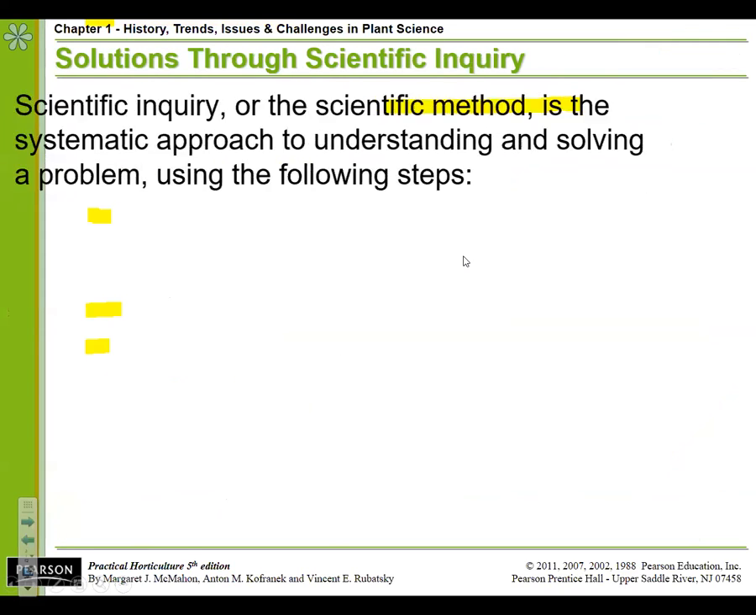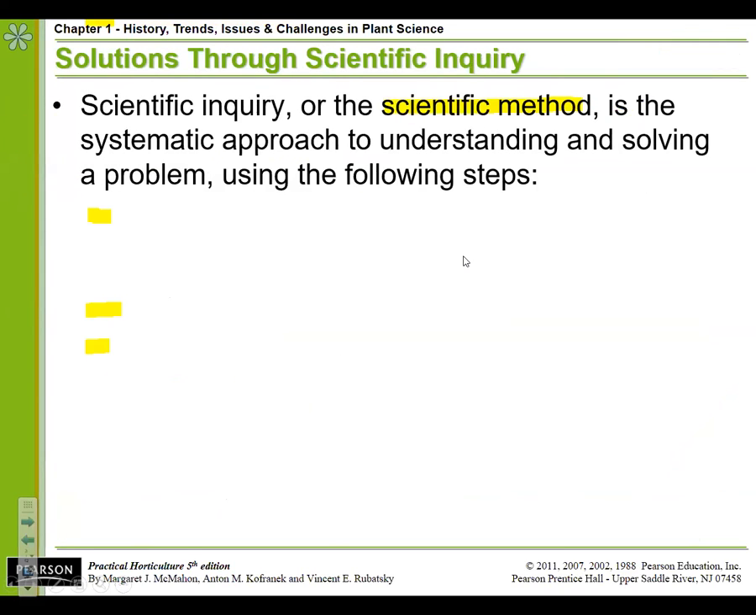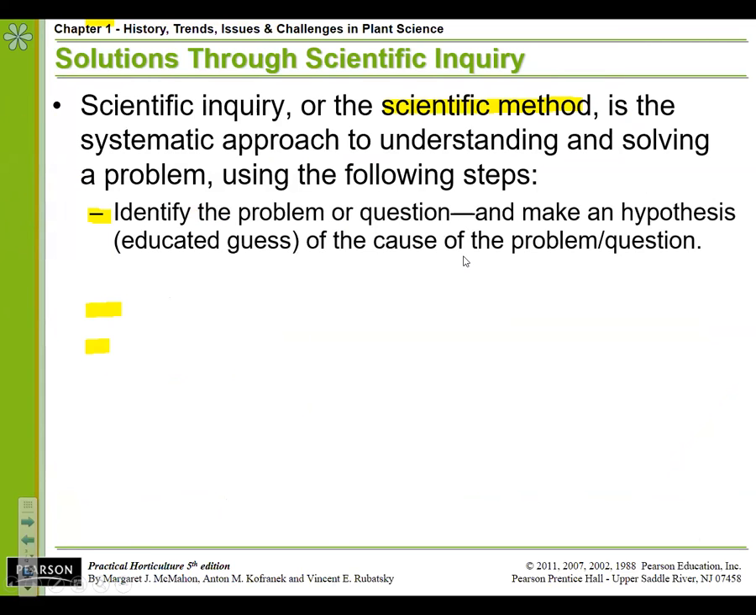All right, let's move on and look at establishing some of these solutions. So we're going to talk about the scientific method here. So what is the scientific method? This systematic approach of understanding and solving the problem.